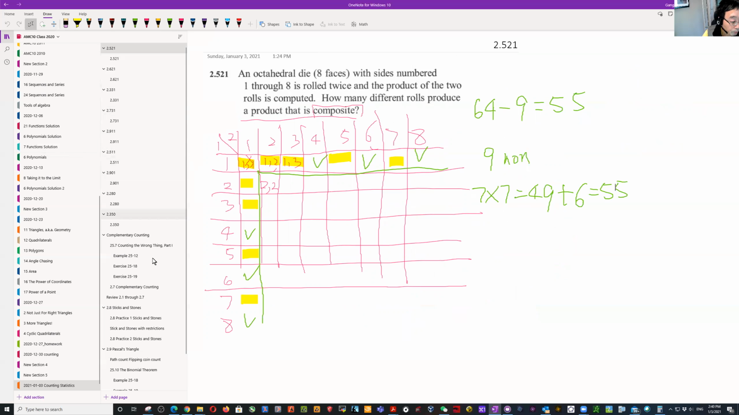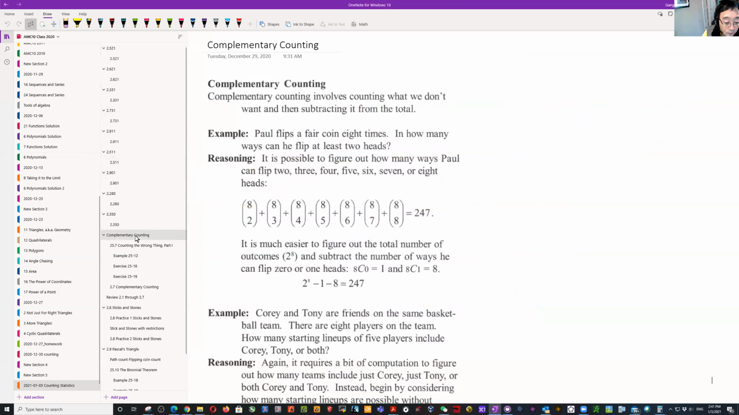And so basically, counting is actually a very tricky thing. And complementary counting is actually a very important concept we have to master. And it's all about the Venn diagram thing.